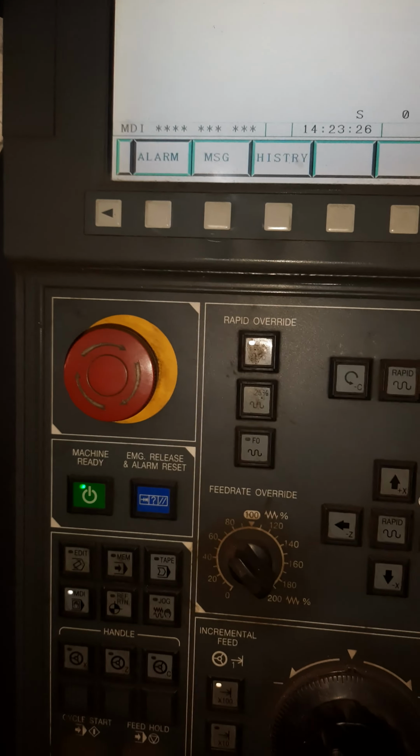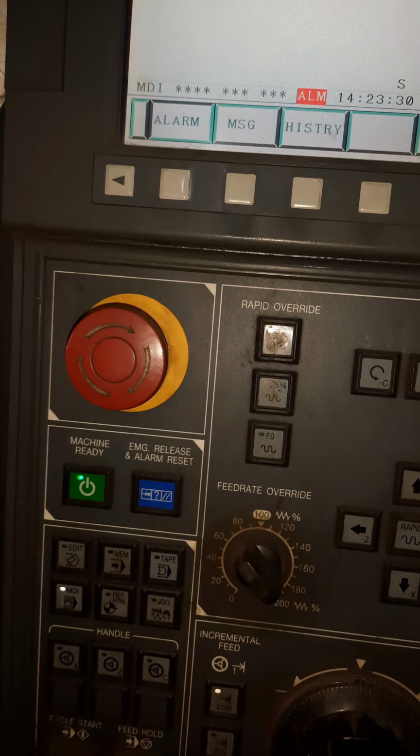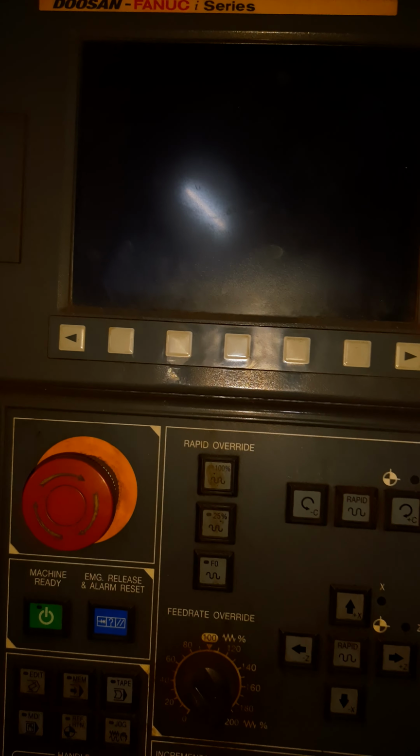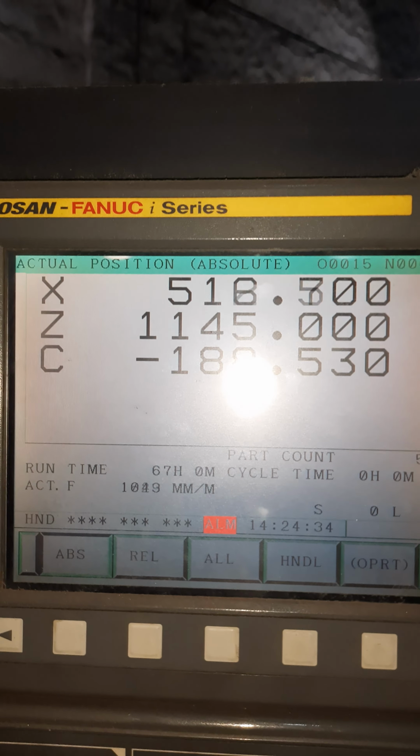And now it shows that alarm: please turn off the power. Turn it on again. Now I restart my machine, and after restart again give it handle mode. At first X, go to positive side. See, it is going to positive side.